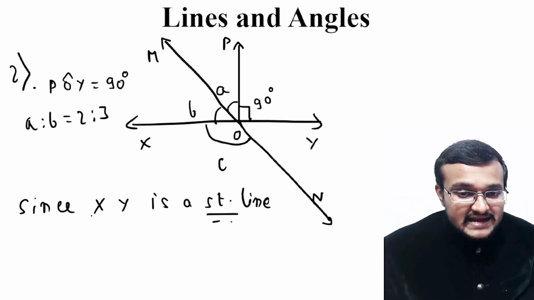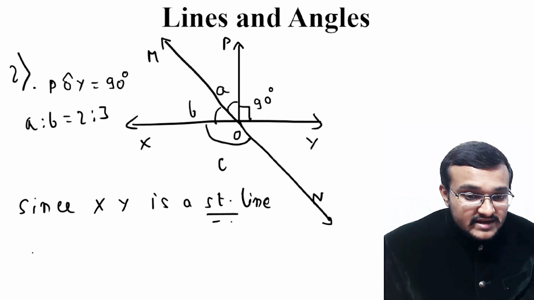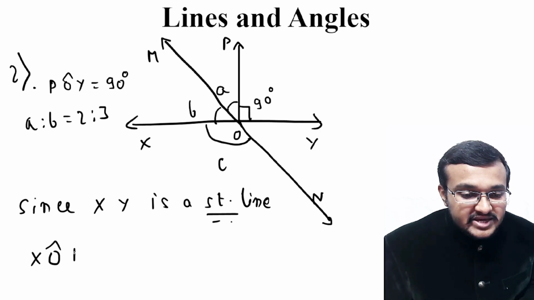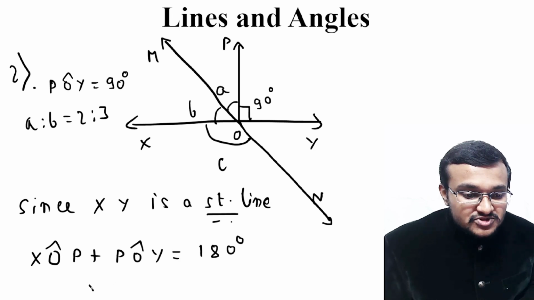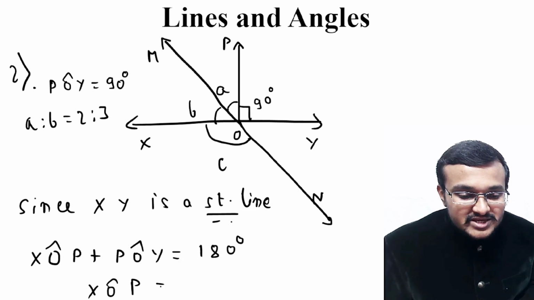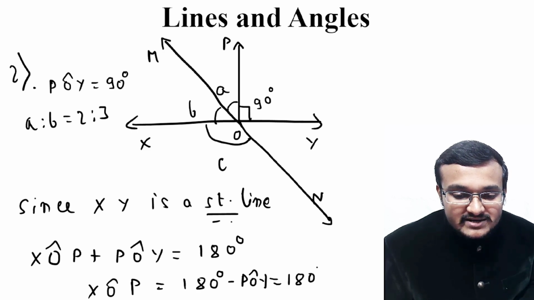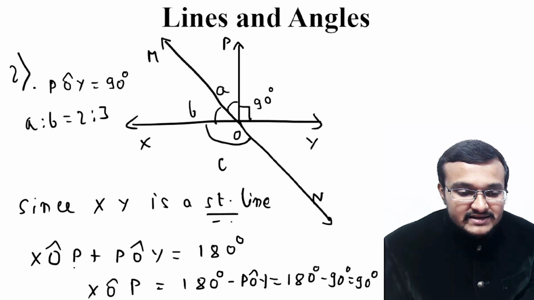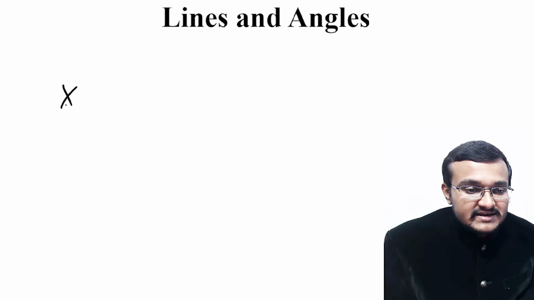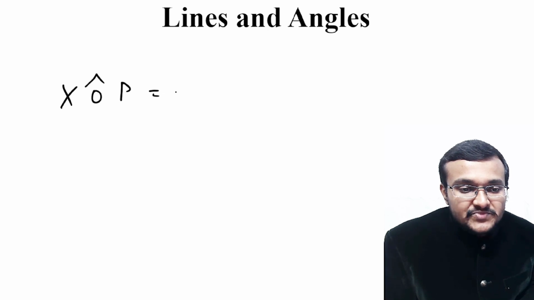Since XY is a straight line, according to the linear pair axiom, XOP plus POY should be equal to 180 degree. So XOP is equal to 180 degree minus POY. POY is 90 degree. So 180 degree minus 90 degree will give you 90 degree. So we are getting XOP as 90 degree.